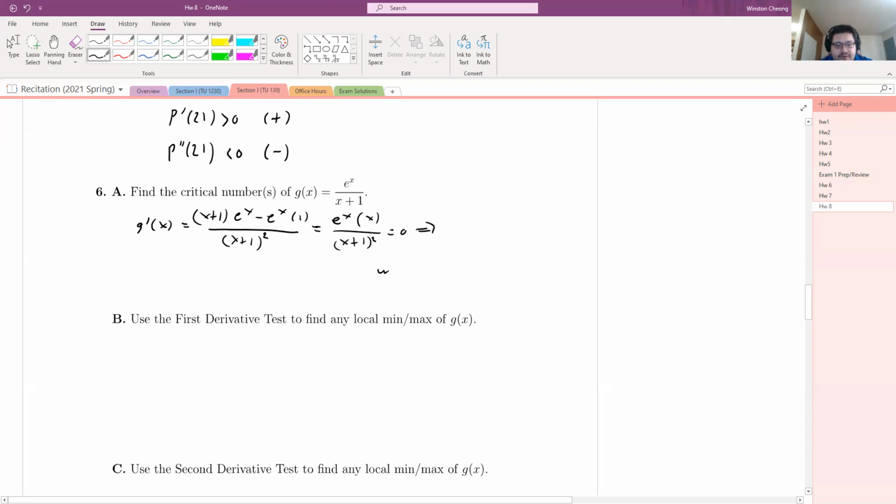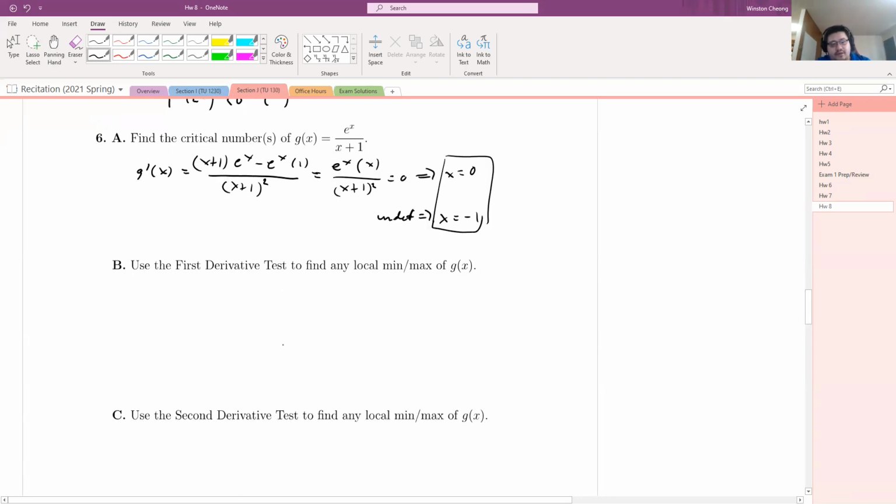Or we would have it be undefined, which actually turns out to give us another value. But first, x equals 0. One thing to note is that this e to the x is never going to equal 0. It's always positive. So that 0 can only come from this factor x here. So x must be 0. For undefined, we need the denominator equal 0, which is possible here because we just let x be minus 1 and the denominator is 0. So both of these are critical numbers. Maybe I can just box these since they're nicely aligned.